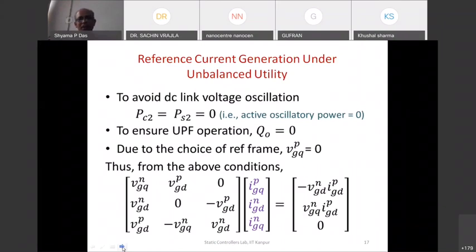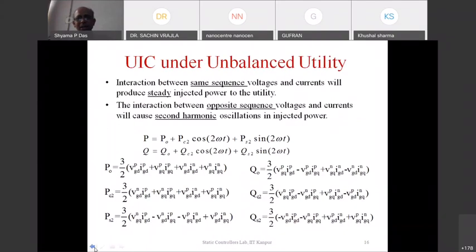So please go back to the previous slide. Yeah. So Q naught is equal to 0. Okay. So we have one equation. PC2 is equal to 0. We have the second equation. PS2 is equal to 0. We have the third equations.